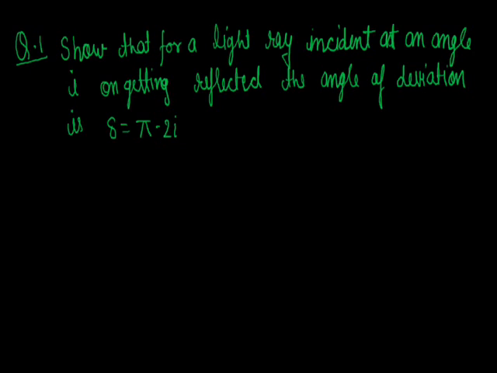Now, solution. Suppose it is a plane mirror and a light ray is incident on it at point O. Then, first we draw a normal perpendicular to the point of incidence, which is O. Suppose this angle is I, the angle of incidence. Then, by the laws of reflection, this light will be reflected by making an angle R, which will be equal to I. This is the angle of reflection.